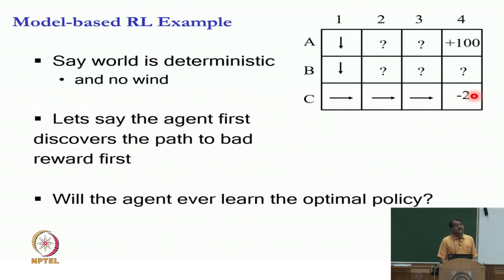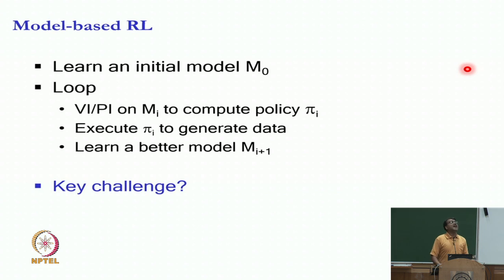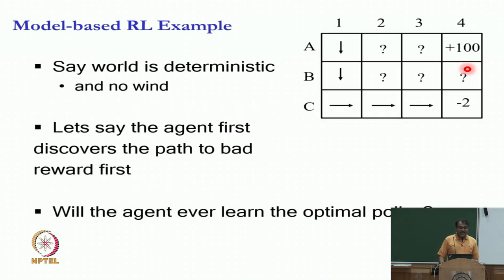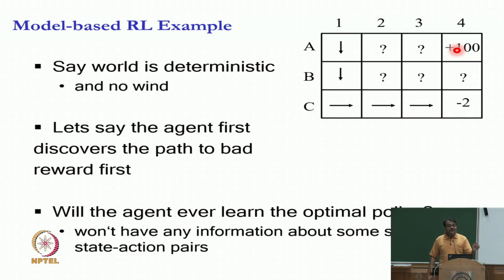Now when I run it, let us say the world is deterministic, what will happen? Will I ever even try the right action at A1? I am not even going to try the right action at A1. I might not even discover any of these 5-6 states. I would never discover this high reward of plus 100 because I never tried to go there. The algorithm says execute pi_i, and if my pi_i is this, there is just no way I am going to get to these question mark states or this plus 100 reward. So therefore, the agent will never learn the optimal policy, because it won't even have information about some of the states, or for that matter some of the state action pairs.